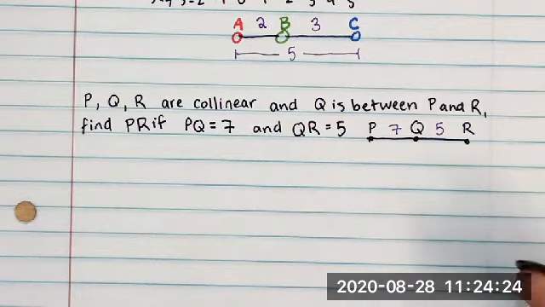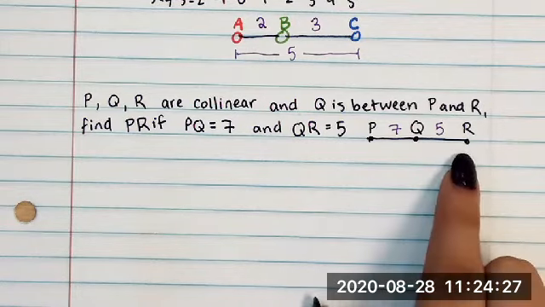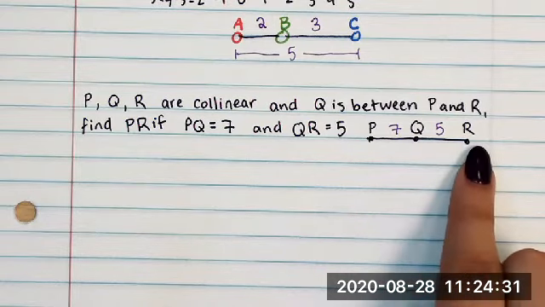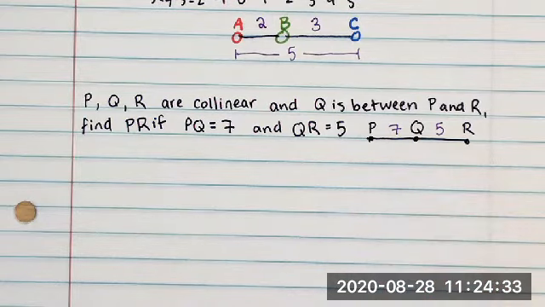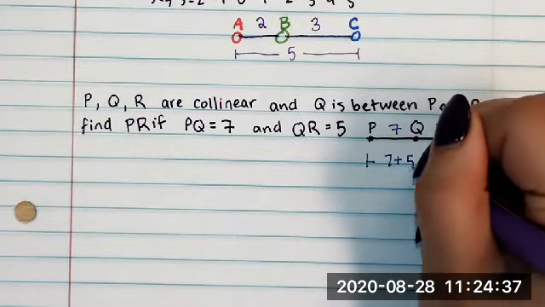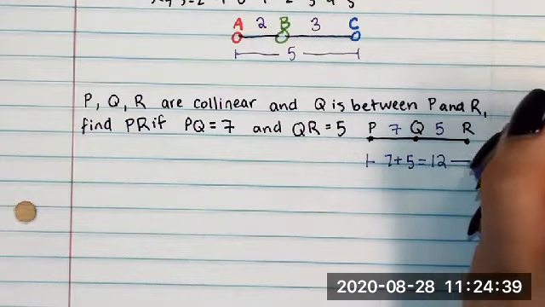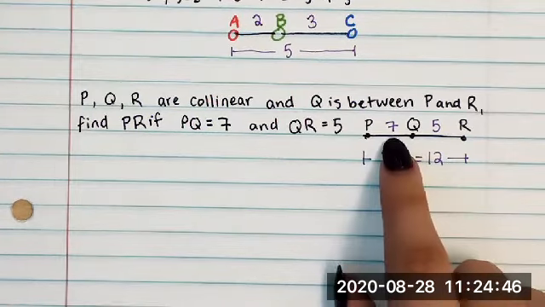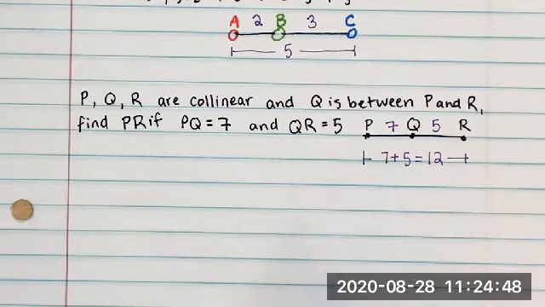So I may not be able to measure from P to R, but if I know from P to Q and I know from Q to R, I can add those two pieces together, say, oh, well, 7 plus 5 equals 12, and that'll be my total length. So that's all you have to do for problems like this. If they give you a number for piece 1, a number for piece 2, just add them together and you'll have your total and you're done.